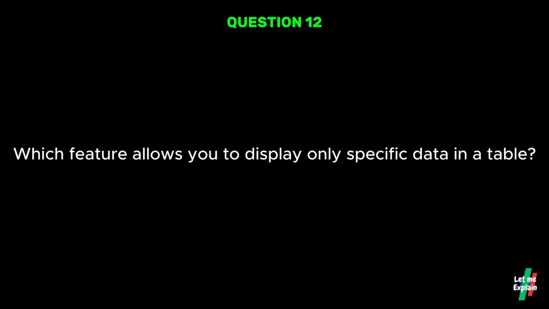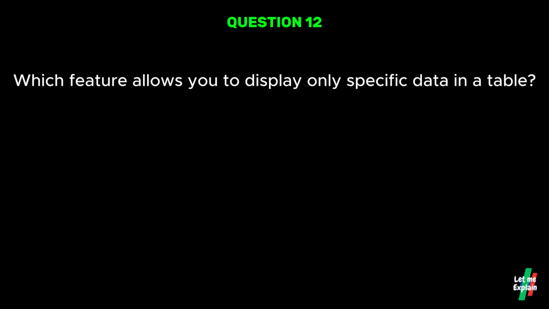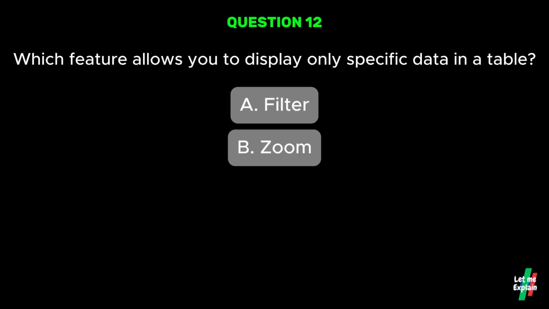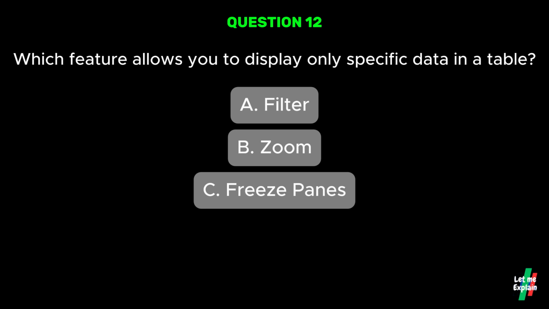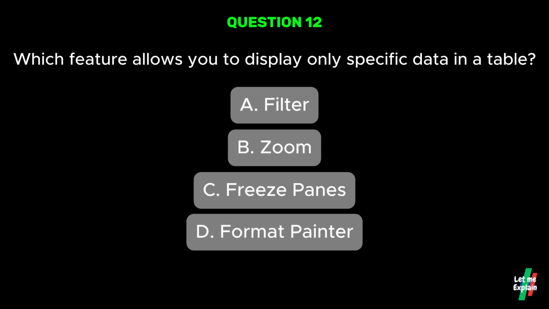Question number 12. Which feature allows you to display only specific data in a table? Filter, zoom, freeze panes, format painter. The correct answer is A. Filters help you focus on specific information by hiding rows that don't match selected criteria. This is especially useful when working with large datasets.